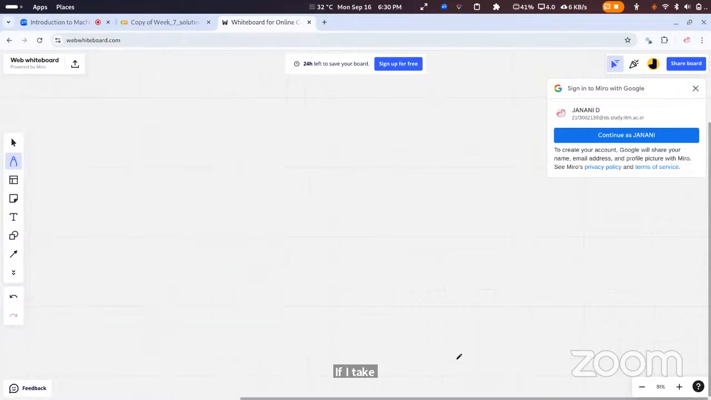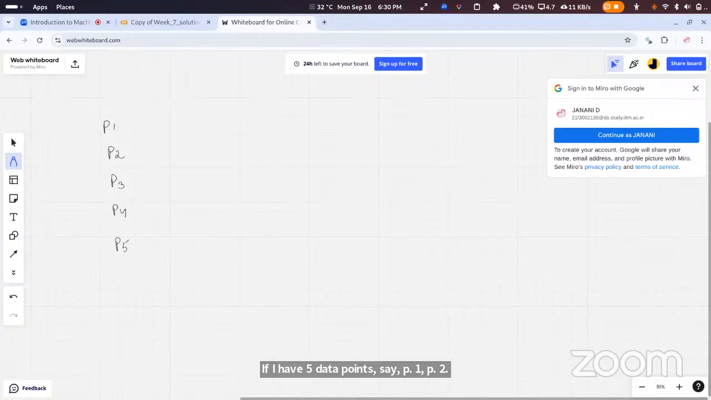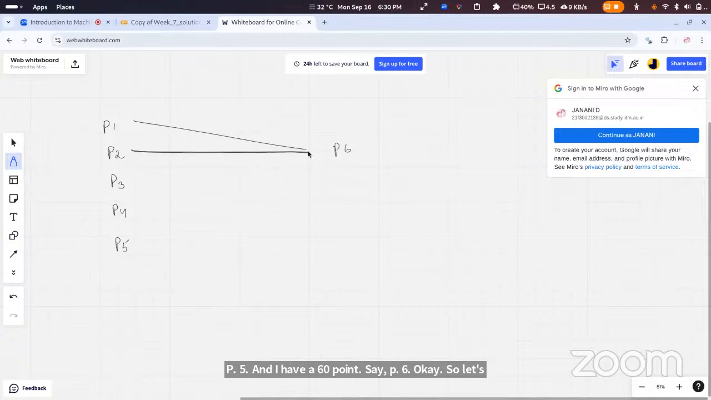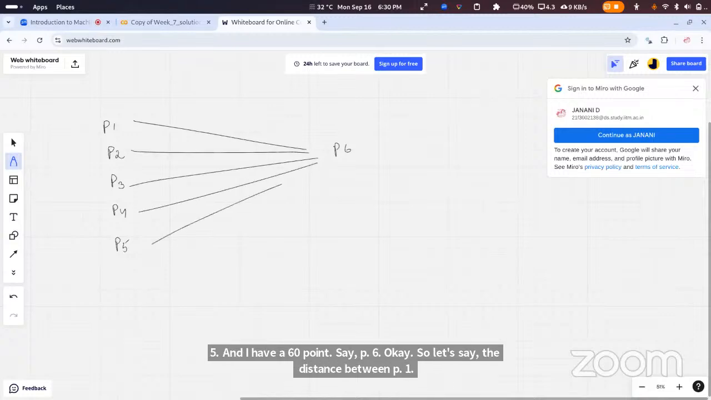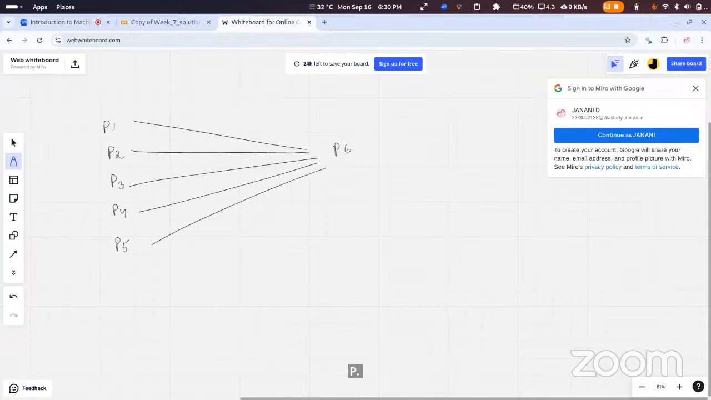So for example, if I have five data points, say P1, P2, P3, P4, and P5, and I have a sixth data point, say P6. Let's say the distances between P6 and P1, P2, P3, P4, P5, which is what I'm going to mention over here, are going to be 5, 4, 6, 3, and 2.